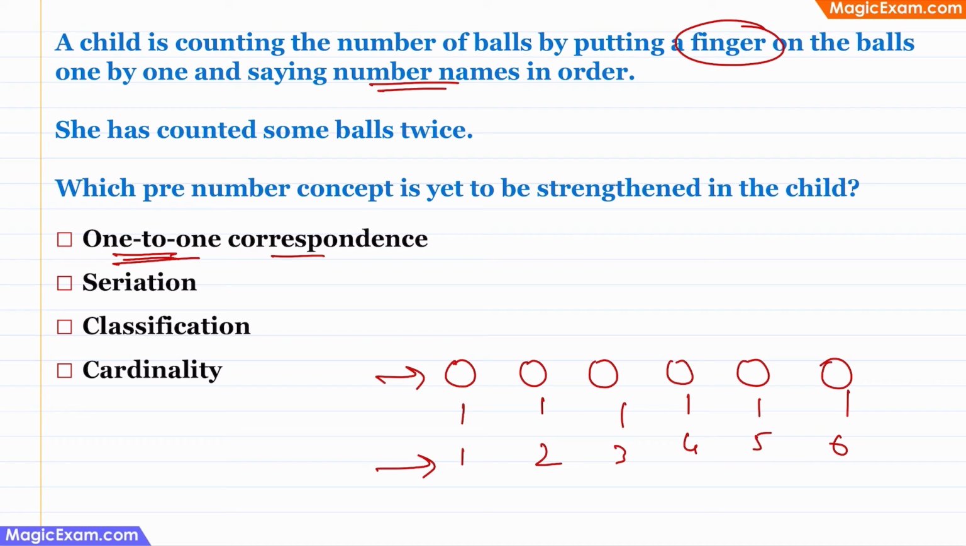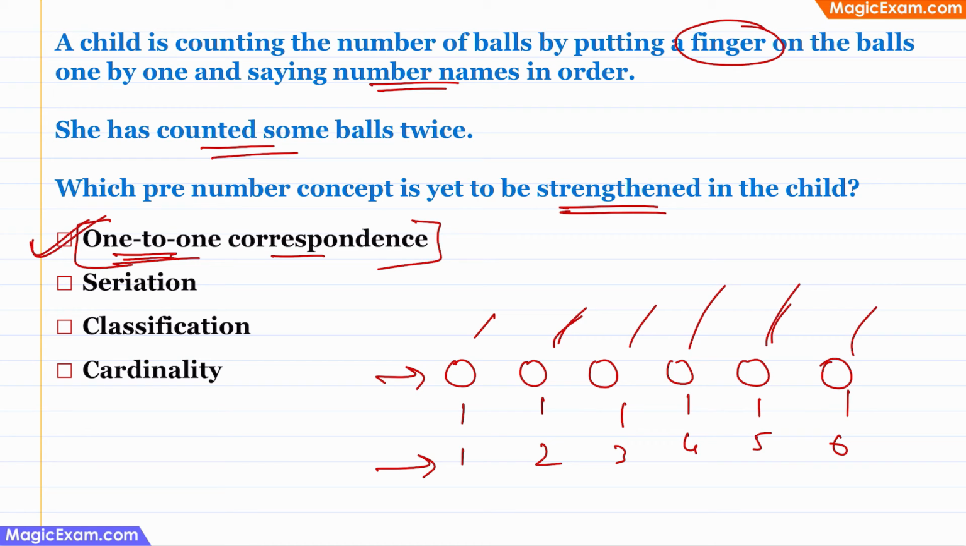So what the child is doing here is she is counting some of the balls twice. That is, she is saying 1, 2, 3, 4, 5, 6, 7, 8. So she is arriving at the wrong count because she is not doing this one-to-one correspondence properly. So that has to be strengthened in the child. So option 1 is correct.